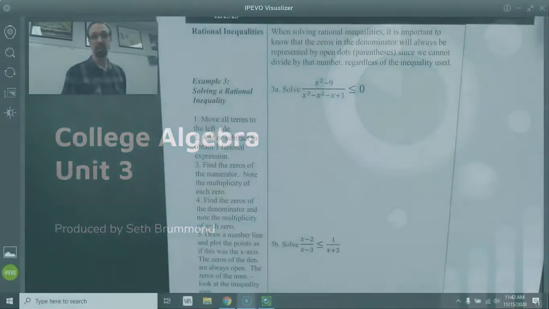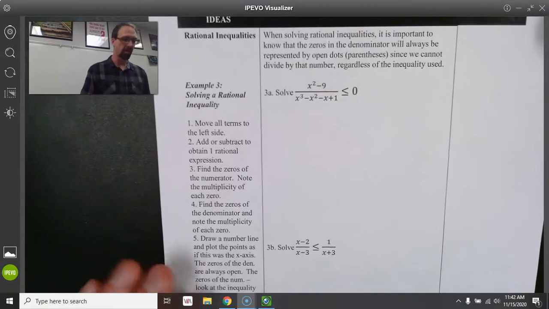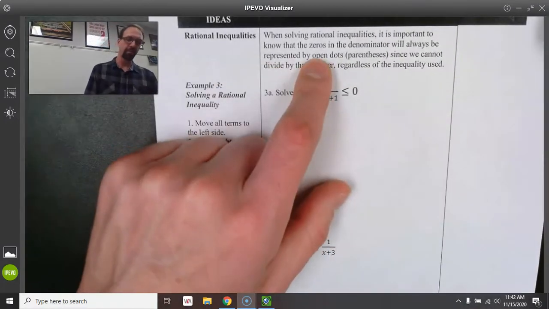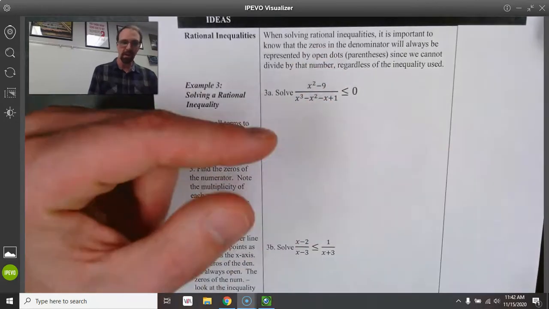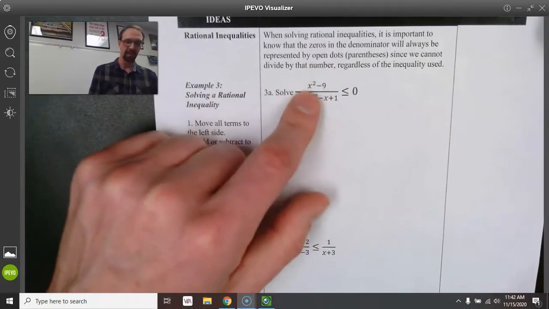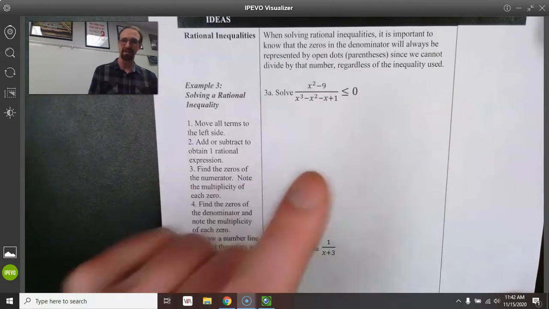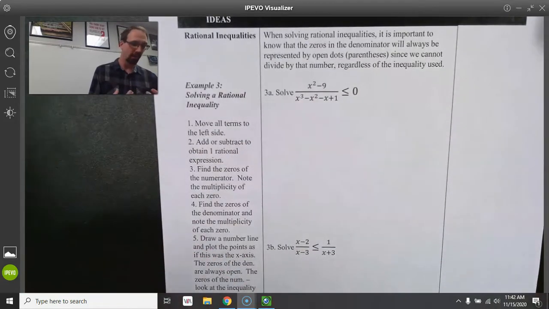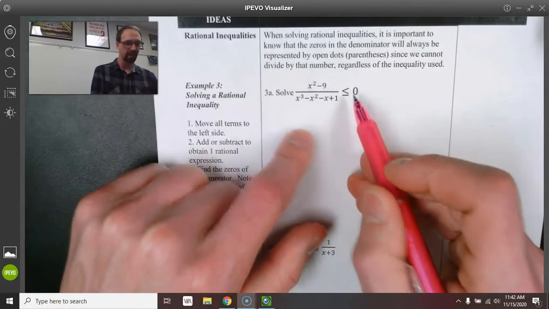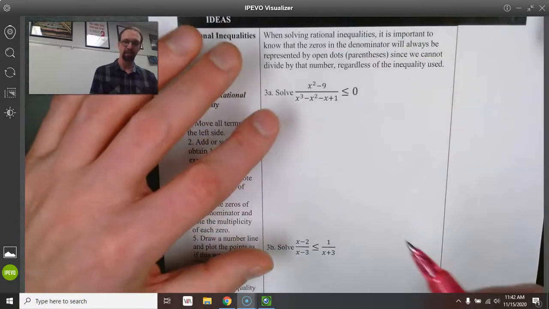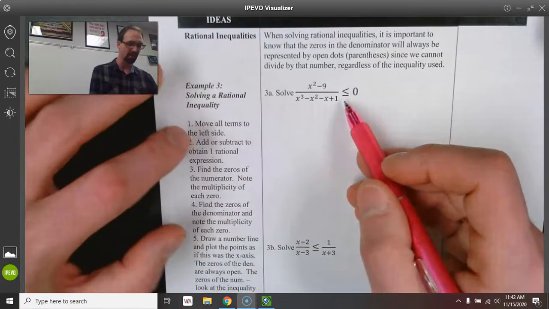Now we're jumping into solving rational inequalities. When we solve rational inequalities, one thing that we need to remember is that we can't have zeros in the denominator. So when we talk about this on the graph, anything that makes a zero in the denominator is going to be an open dot or a parenthesis. We can't divide by that number, even if this is an equality, even if this isn't equal to. So I'm going to jump in and show you how that takes place.